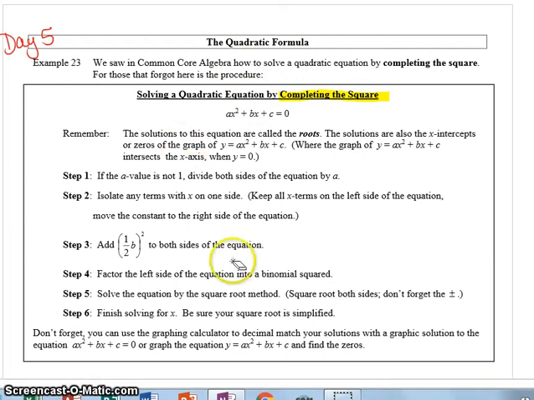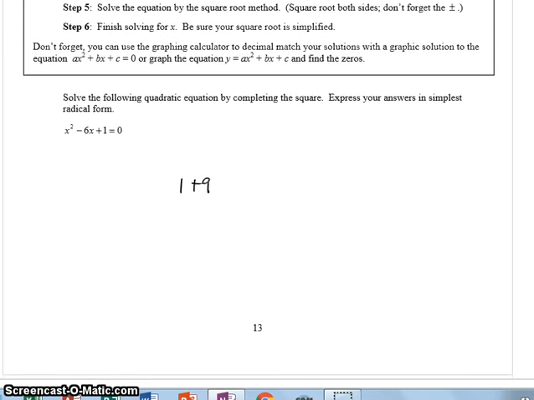I'm not going to take the time to read through all the steps again because we've already taught it this year. But the only thing I want to draw your attention to is step 3 here. We don't always say 1/2 times b quantity squared. We sometimes say b over 2 quantity squared. Some of you know the saying, half it, square it, add it.